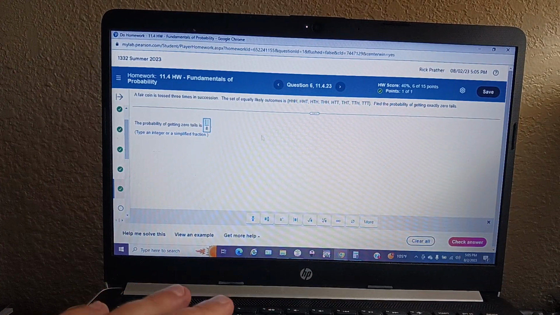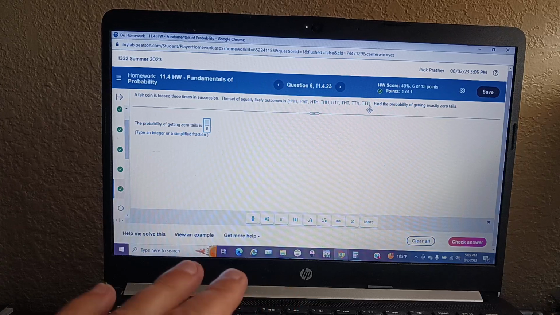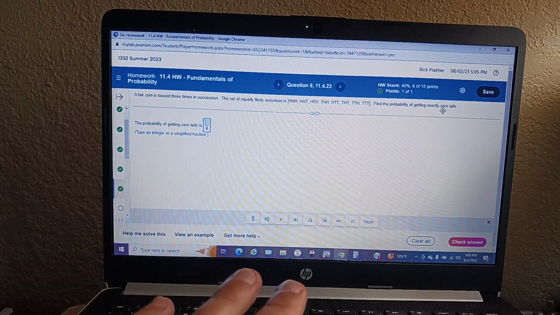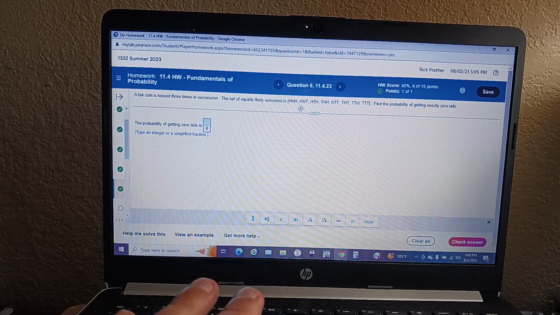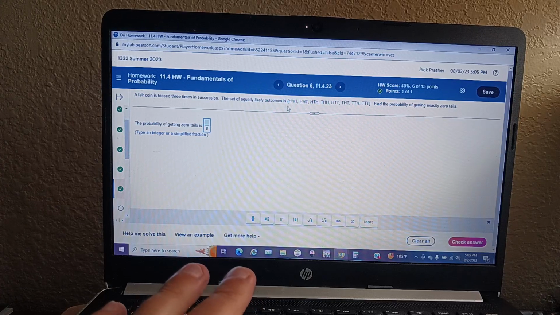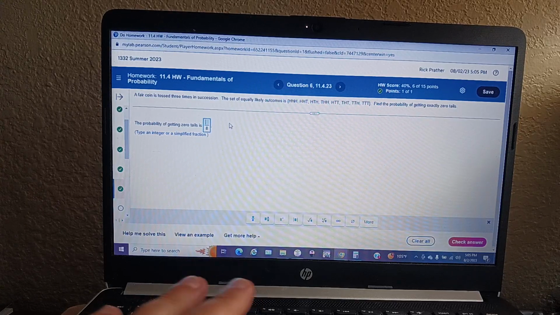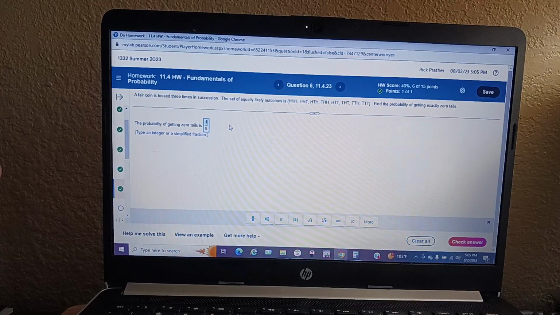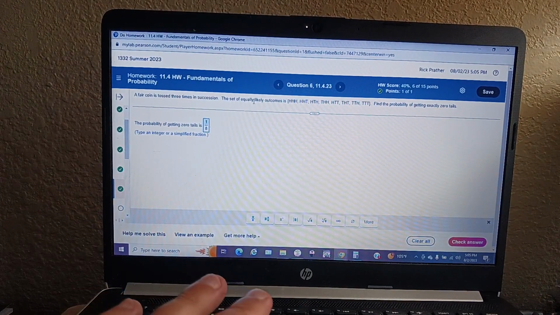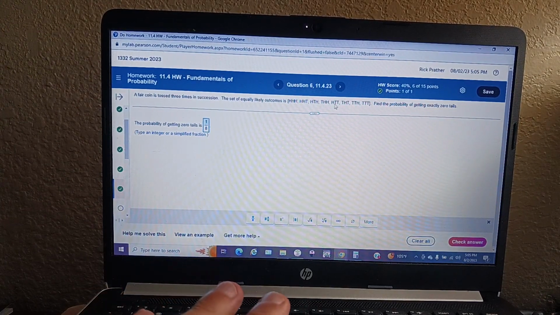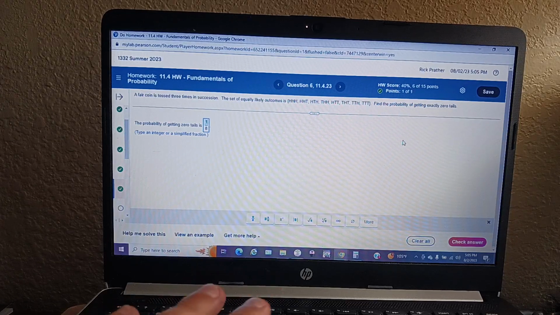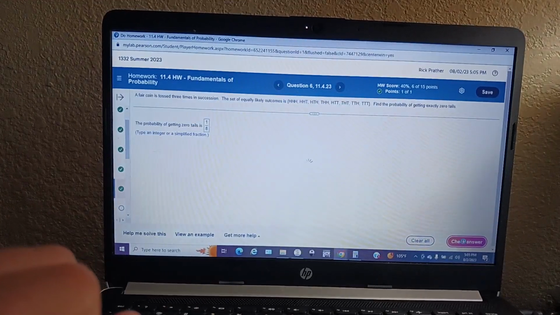There's 8 total things that can happen when you flip 3 coins. How many of these have exactly 0 tails? Only this first one does, the one with all heads. So only 1 out of 8 has no tails in it. All the rest have 1 or 2 or 3 tails. So 1 out of 8.